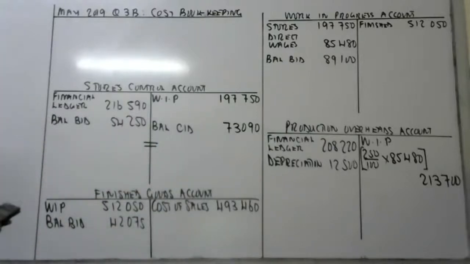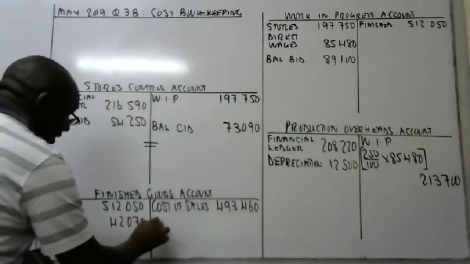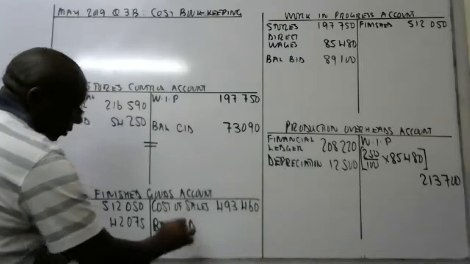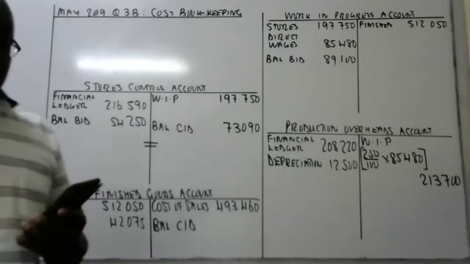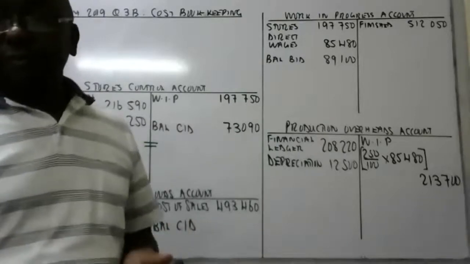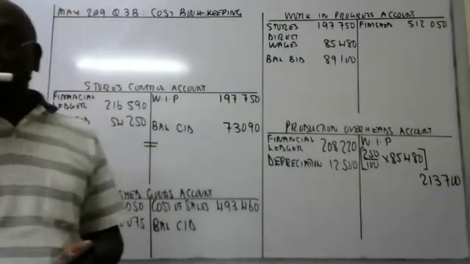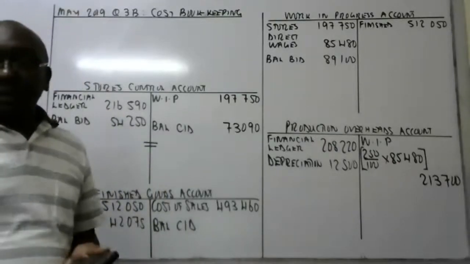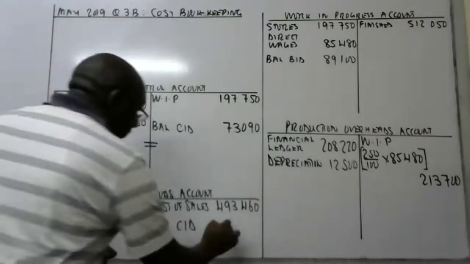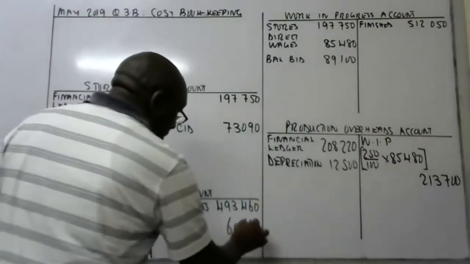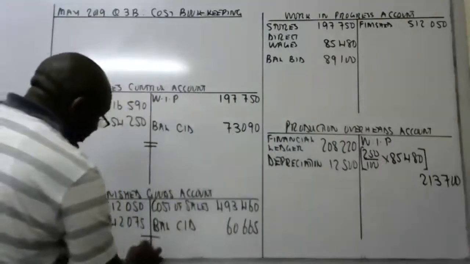Let's go to the finished goods. 512,050 plus 42,075 minus 493,416. What is the balance carried down in that account? 6,665. So that account is closed.